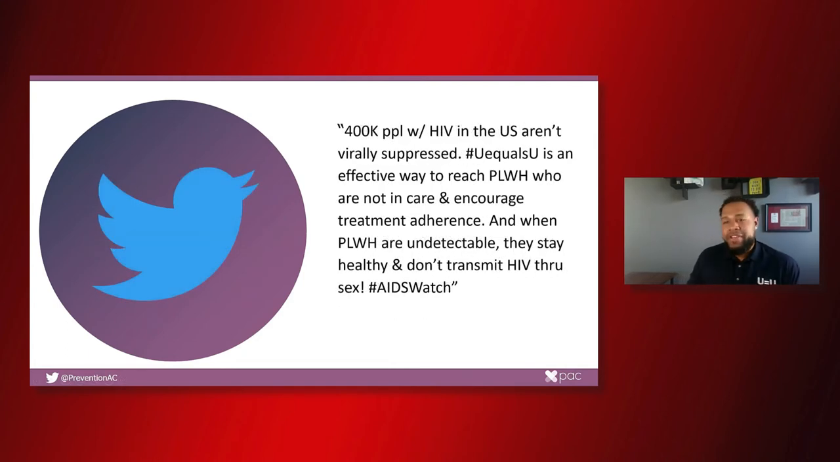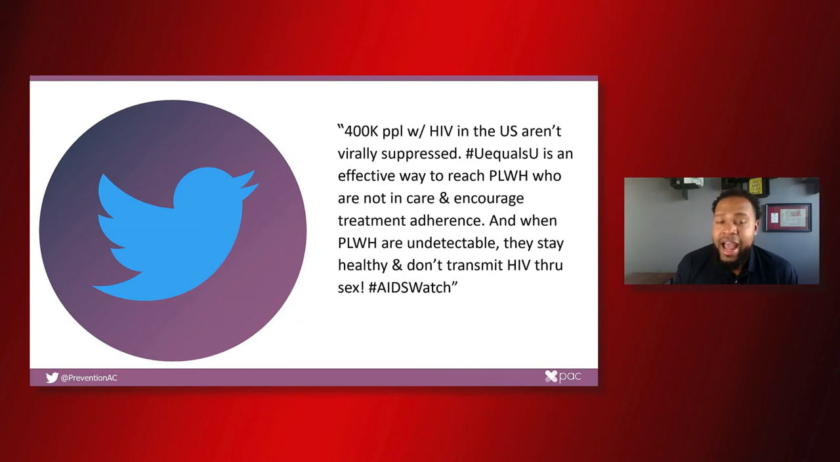Speaking of tweets, here's one of the sample tweets that you can also find in that document in the chat that you can click and save. 400,000 people with HIV in the U.S. aren't virally suppressed. Hashtag U equals U is an effective way to reach people living with HIV who are not in care and encourage treatment adherence. And when people living with HIV are undetectable, they stay healthy and don't transmit HIV through sex.